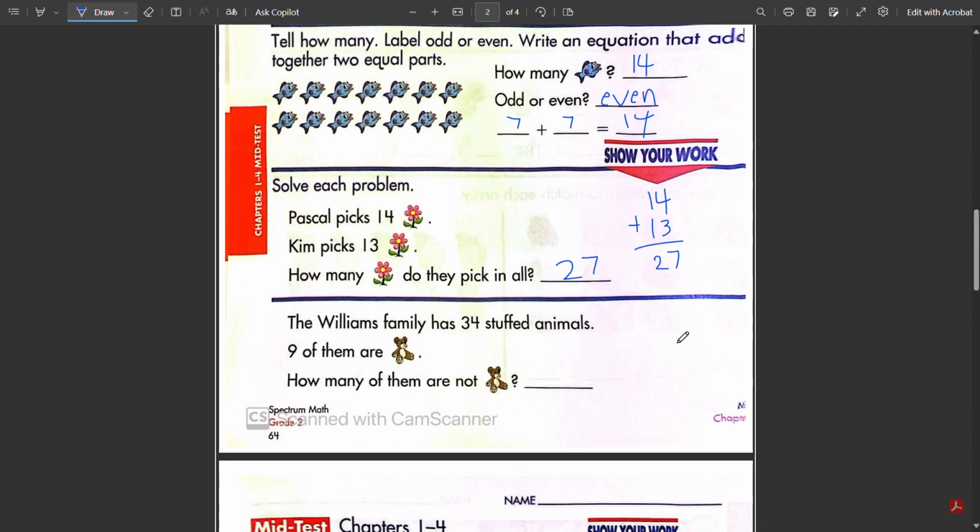Okay. Next, the Williams family has 34 stuffed animals. 9 of them are teddy bears. How many of them are not teddy bears? So we know we have 34 total stuffed animals. 9 of them are teddy bears, but we want the ones that are not teddy bears. So we have to subtract the ones that are teddy bears. So you can't minus 9 from 4, so we carry, so this becomes a 2. This becomes 14. 14 minus 9 is 5. And bring the 2 down, so this is 25.